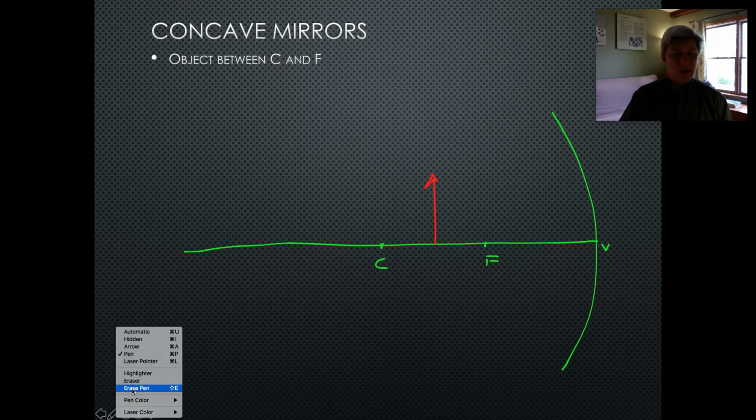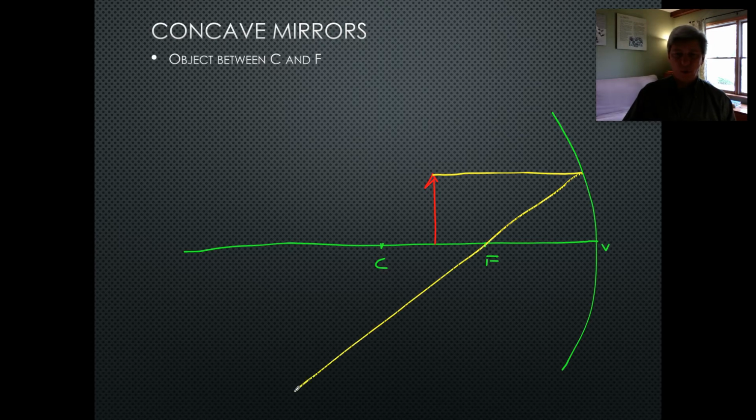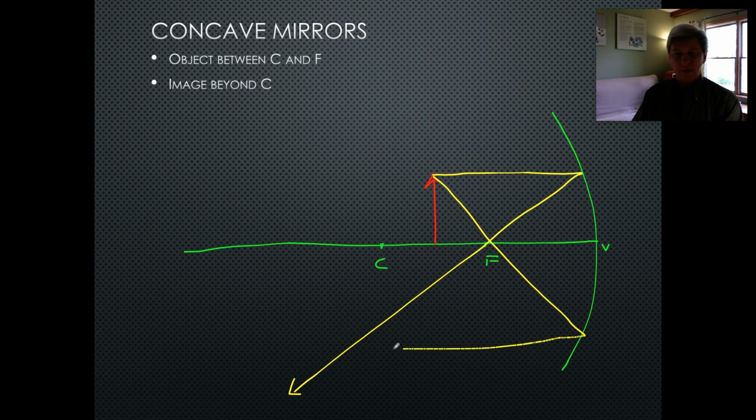Now, if I then draw two rays of light, the first one I'm going to draw parallel to the principal axis because I know that anything drawn parallel has to be reflected through the focal point. And the second one, in this case, I'm going to draw through the focal point because I know that it needs to be reflected parallel to the principal axis.